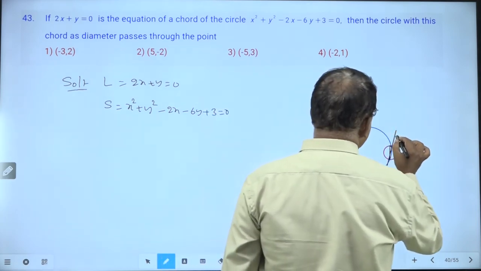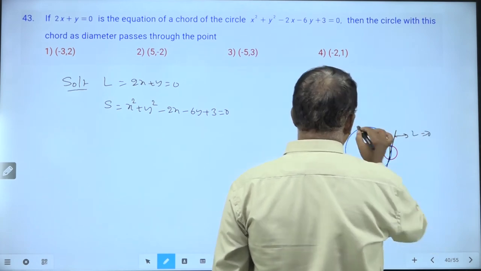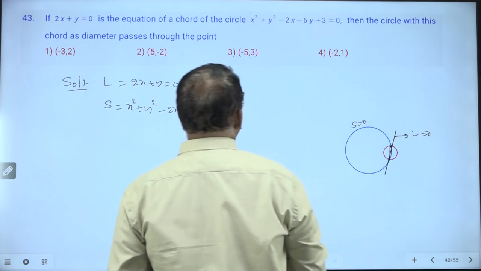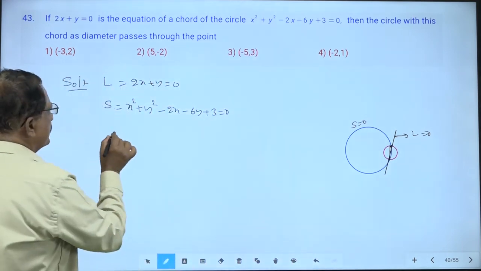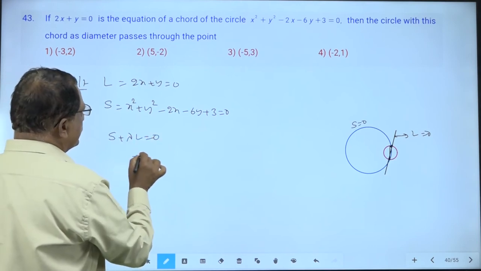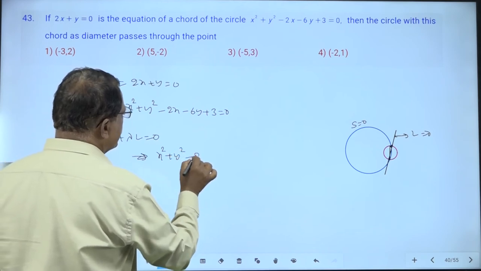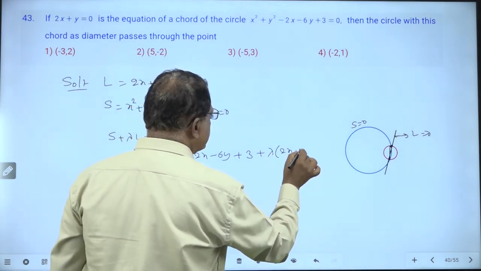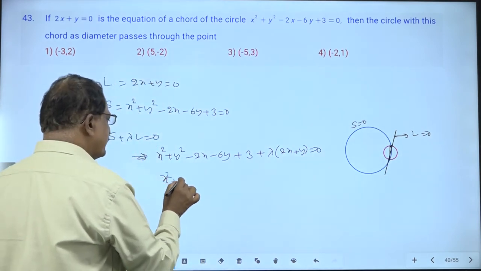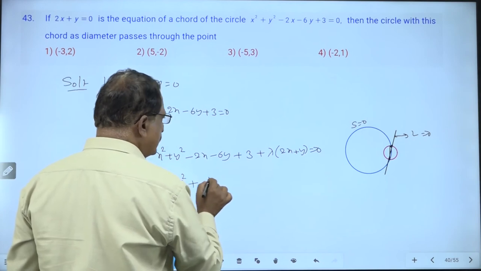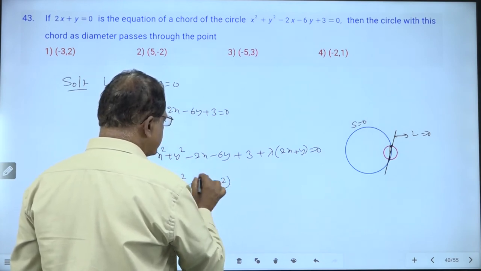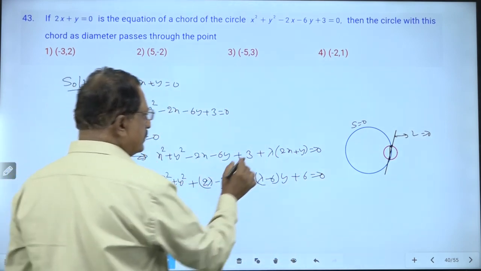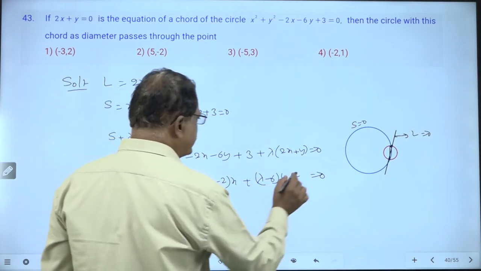Now, it is the given straight line, L equals 0, and S equals 0. Now, the required circle is S plus lambda L equals 0. What is the equation we get? x squared plus y squared minus 2x minus 6y plus 3 plus lambda of (2x plus y) equals 0. Or x squared plus y squared plus (2 lambda minus 2) of x plus (lambda minus 6) of y plus 3 equals 0.